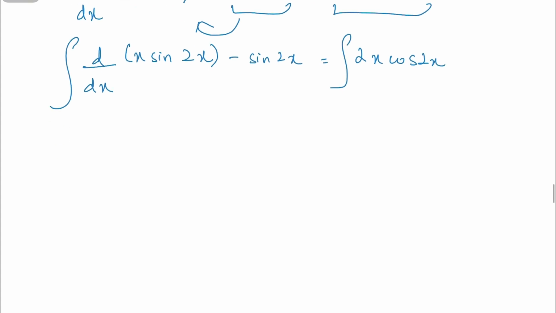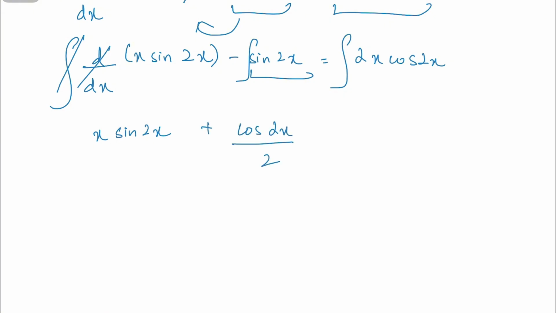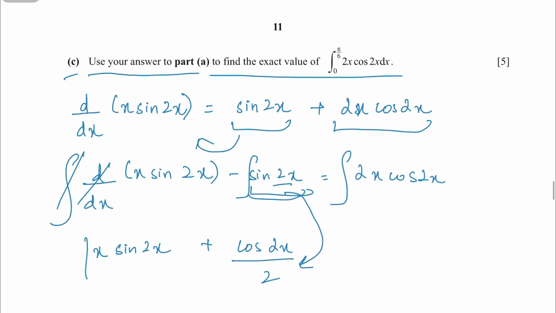Integrating both sides, this would be cancelled out and this would be integrated simply. So this would be x sine 2x, and this sine 2x would be integrated to positive cos 2x over 2. Sine integrates to negative cos, and then this 2 goes into the denominator. So we'll have our final answer looking something like this. We'll be applying the limits. We are given the limits as pi/6 and 0.